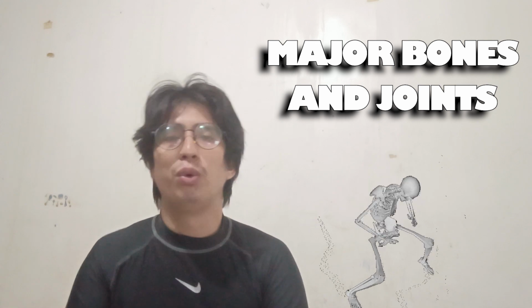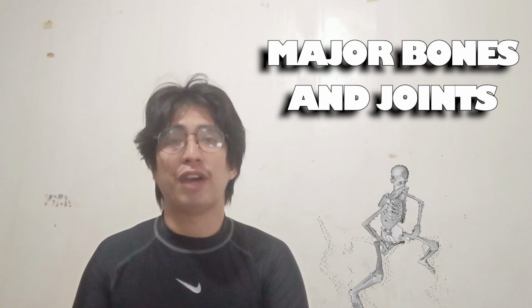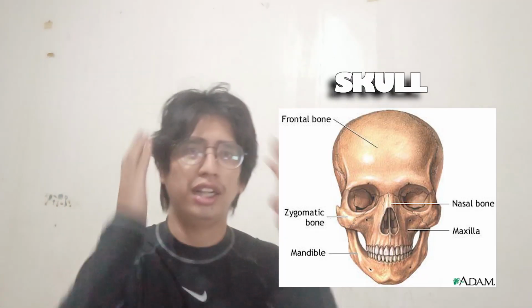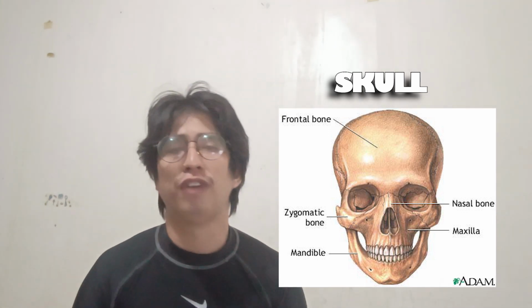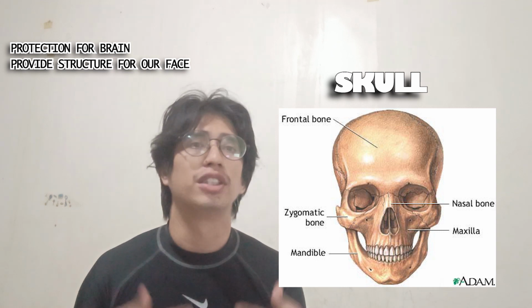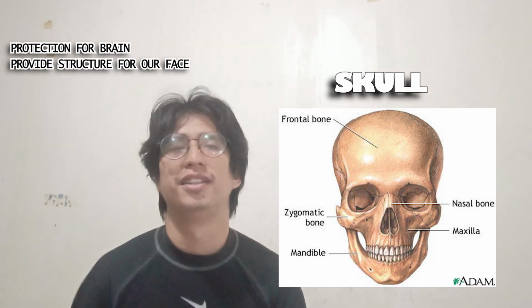Of course, we will start at the very top part of our body, which is our head. And how do we protect our head? Of course, with the use of the helmet. No, I'm just kidding. Of course, with the use of the skull itself, okay? The skull provides protection for our brain and also gives structure to our face.